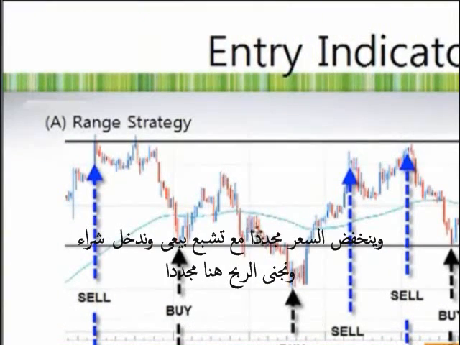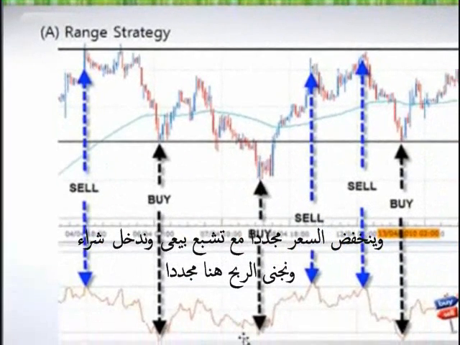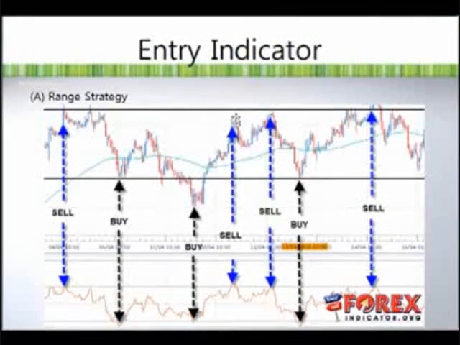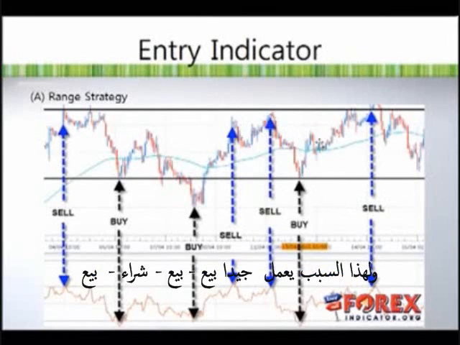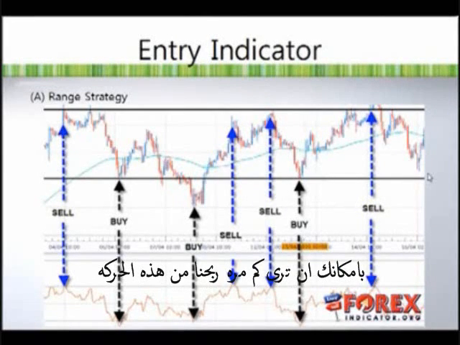As it goes down, you see again it's oversold. You enter a trade and make a profit here again. And therefore this is how it works. You see, sell, buy, sell, and you can see how many times you're making profit from this movement.